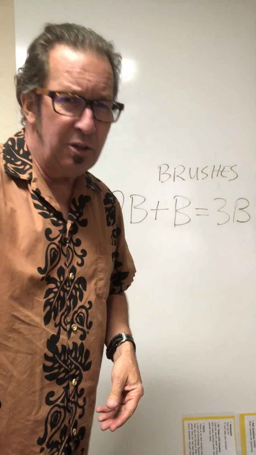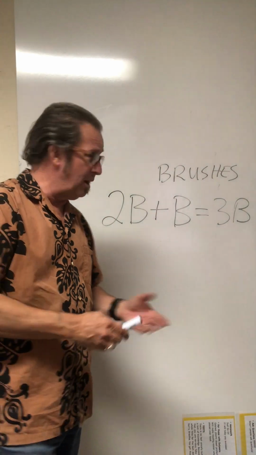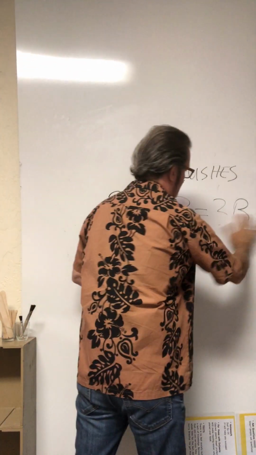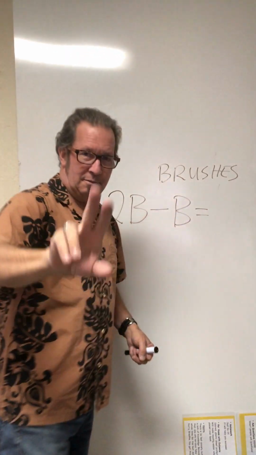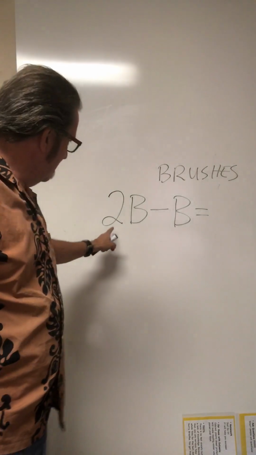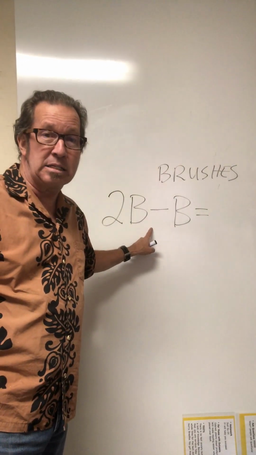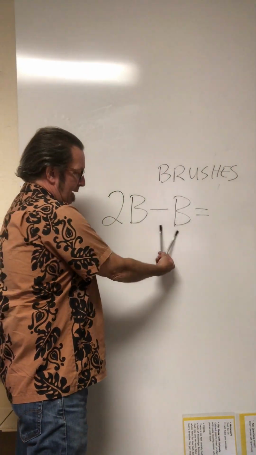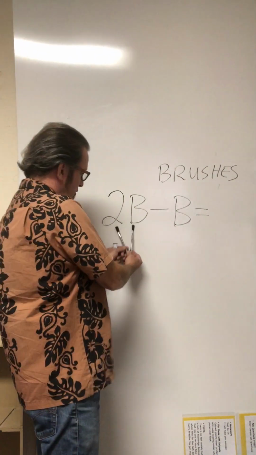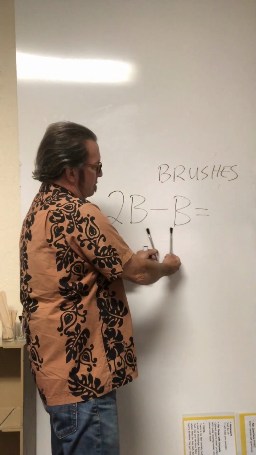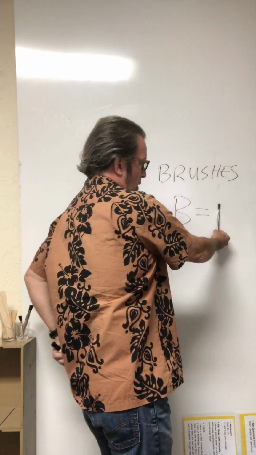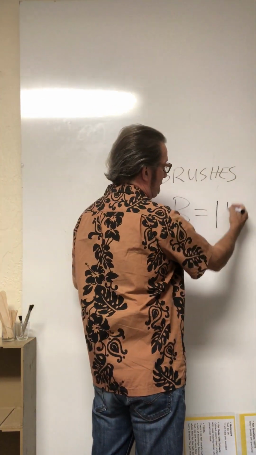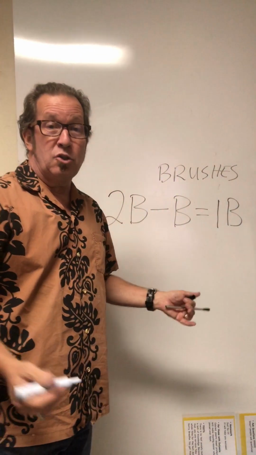Now, could this work in reverse? Could we do this a different way? Well, what if this... always get the marker on your finger there. What does this say now? 2B minus B. So if I have 2 brushes minus B, what number's in front of there? Correct, 1. So I have 2 brushes minus 1 brush. What am I left with? 1 brush. Now I'll tell you what a lot of people do. They'll say the answer is 1 brush or 1B. Do we have to put the 1 there?